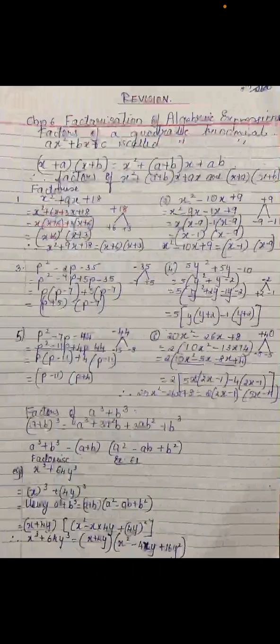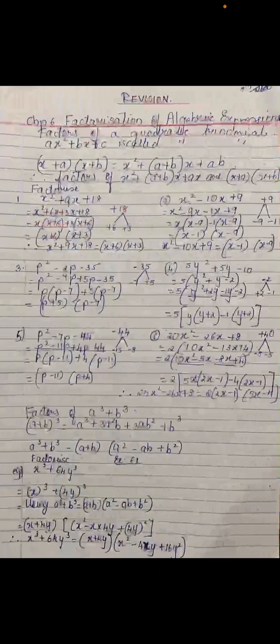Now let's see a few examples here. Factorize x square plus 9x plus 18. So first you have to factorize 18 here, because it is a into c. A means your x square coefficient and c is 18. So the coefficient of x square is 1. So 1 into 18 is 18.